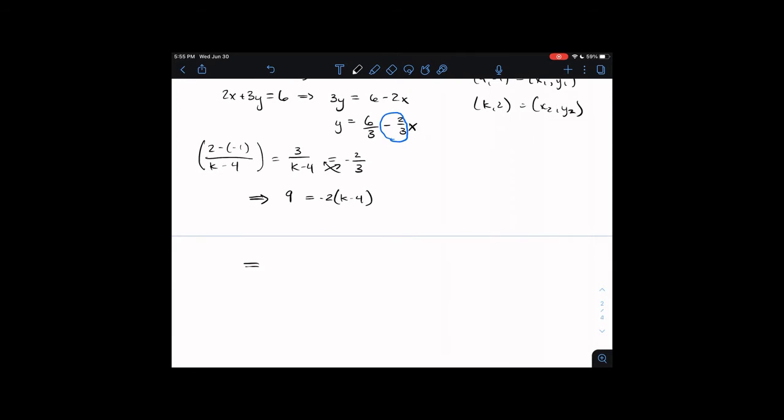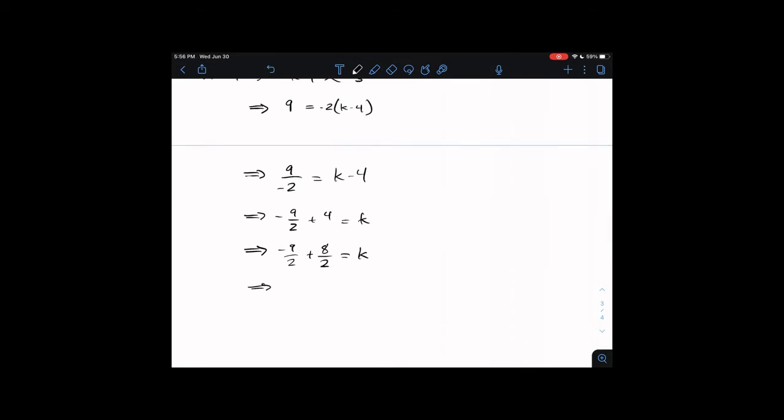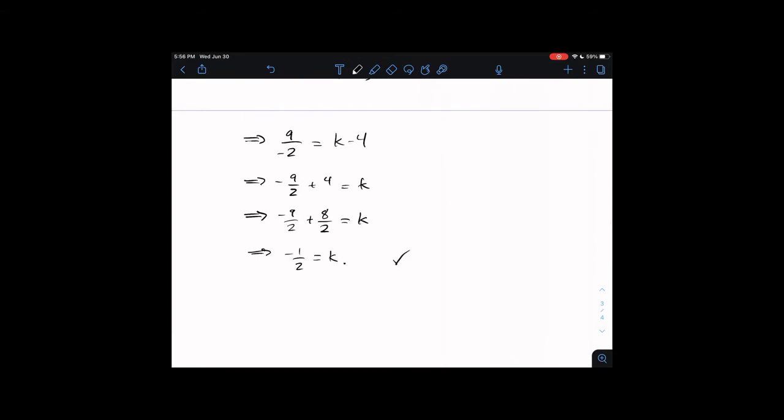Next, we're going to divide by negative 2. This is k minus 4 here. And then we'll add 4 to the other side. So this is negative 9 halves plus 4 equals k. And once you do that math, so I guess I'll do it the first time, and the second time I won't. So least common denominator is 2. And then we just add across the top. We have negative 1/2 equals k. This is for part A. Okay, cool. Now let's do part B.